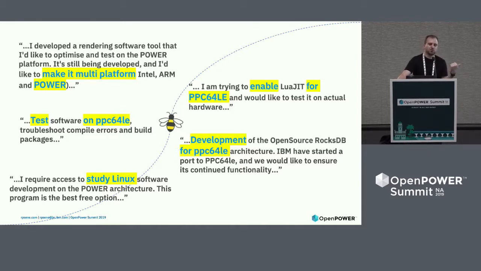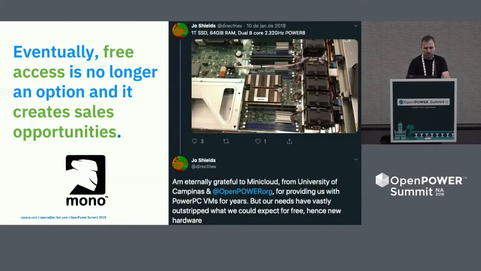Because when we do offer free access, and when the free access is no longer a solution for this specific community, they buy Power. And that's what happened with Mono. They used our resources for several years, I would say, for free. And when the free resources were no longer enough for their needs, they decided to buy a Power machine. So free access creates sale opportunities. This is cool for IBM or for the partners that are making Power an accessible system.